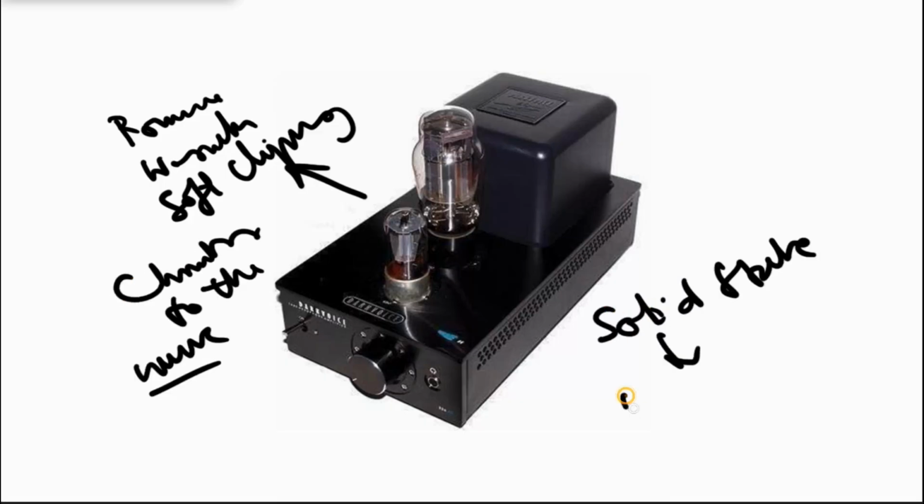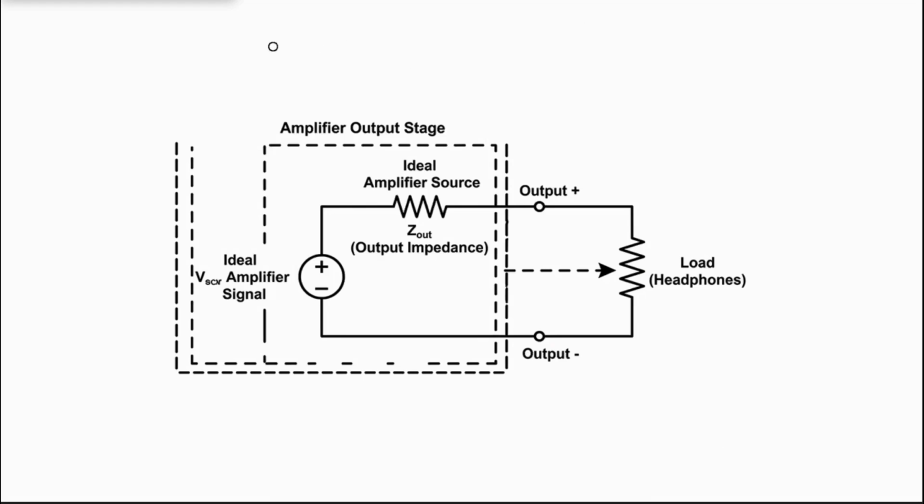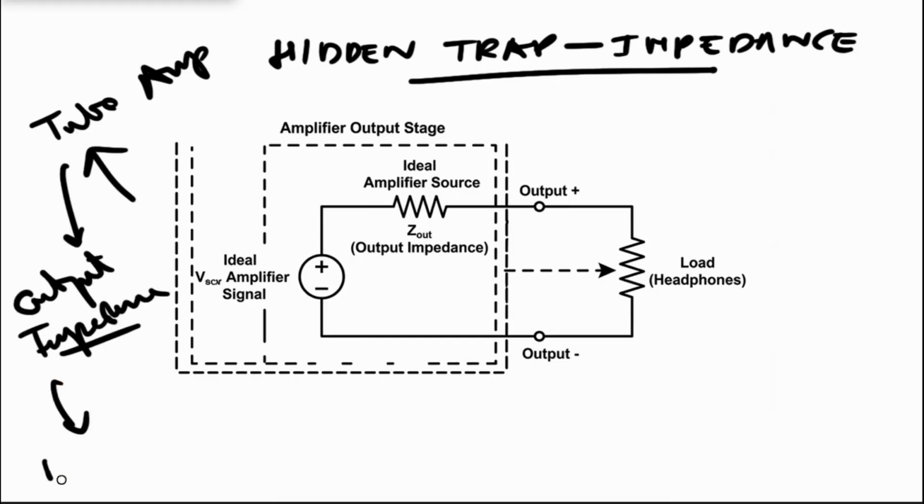The solid state is hard, cold. But each has its use. You decide what you want. There is, however, a hidden trap in the impedance. So before you go and pick up a tube amp, you need to check this number, output impedance.